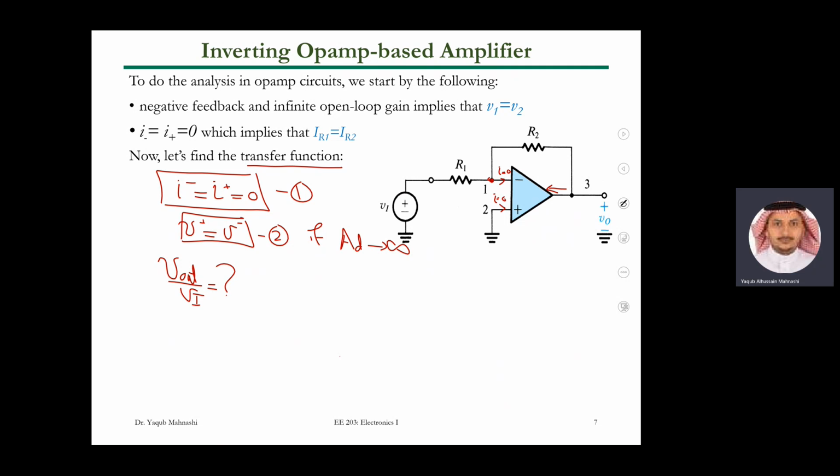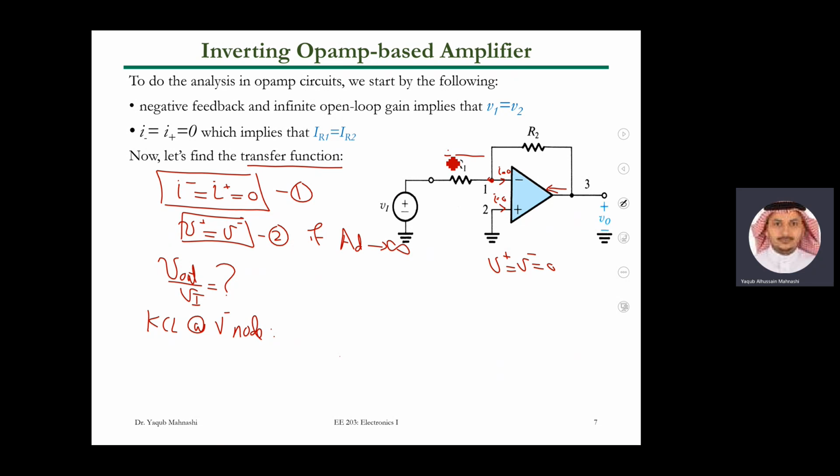So we'll start with doing KCL at the V negative node. And we know what the voltage at the V negative node is, because of the second equation: V negative equals 0. So V positive equals V negative equals 0 in this case, applying your second equation.